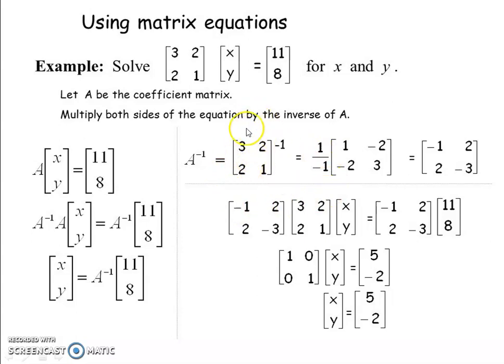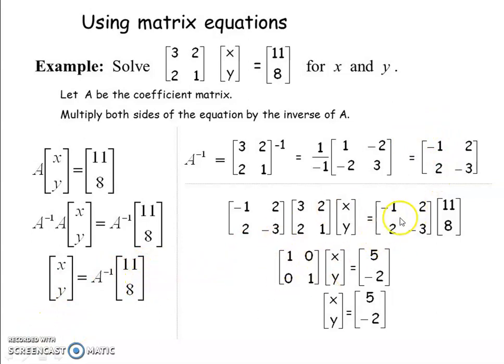Now what is the adjoint of this matrix? We have to interchange 1 and 3, so 1 is here, 3 is here. Change the sign of the other elements, that is minus 2, minus 2. Then we have to multiply minus 1 to each and every element, so the sign will be changed. Plus 1 goes to minus 1, minus 2 goes to plus 2, minus 2 goes to plus 2, and 3 goes to minus 3.